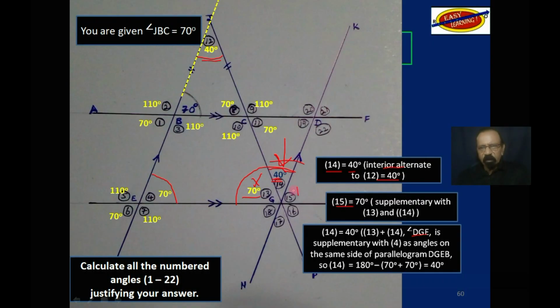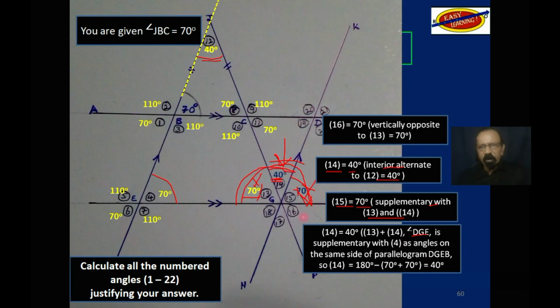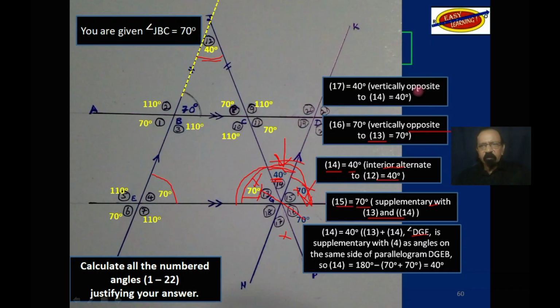15, which is this one here, it is 70. It is supplementary with 13 and 14. So these 3 angles here are supplementary. If you know that one is 70 and this one is 40, then subtract those 2 from 180 and you would get 70 here. 16, which is this one down here, is vertically opposite to 13, which is that. And we know 13 is 70. 17, which is this one here, it is vertically opposite to 14, which is that one there. So this will be 40.